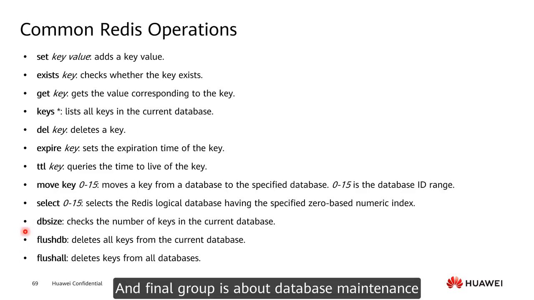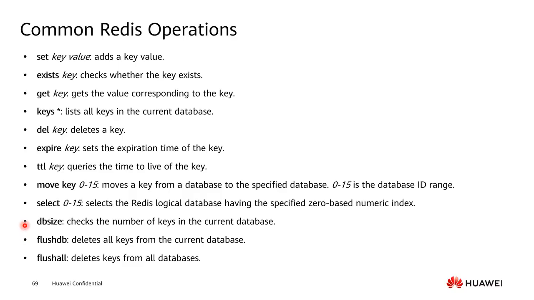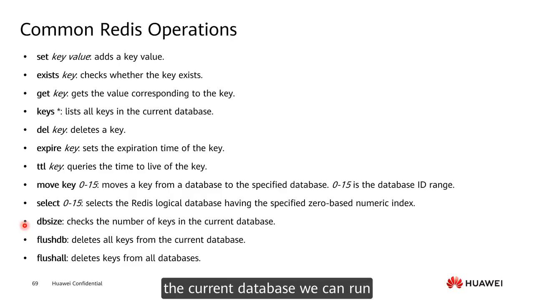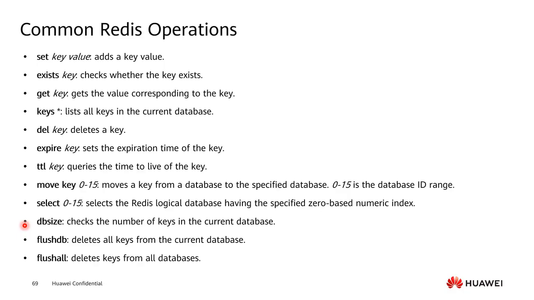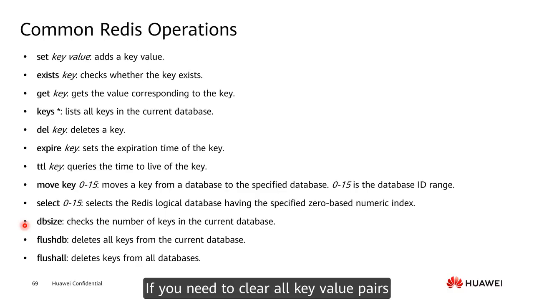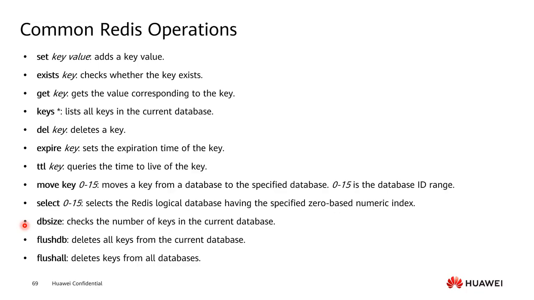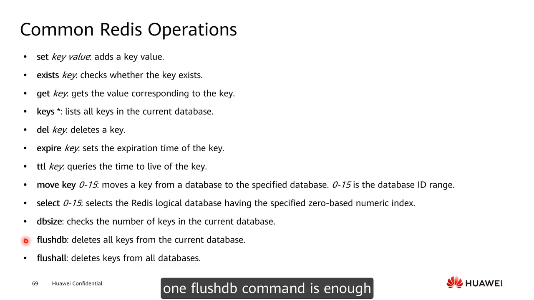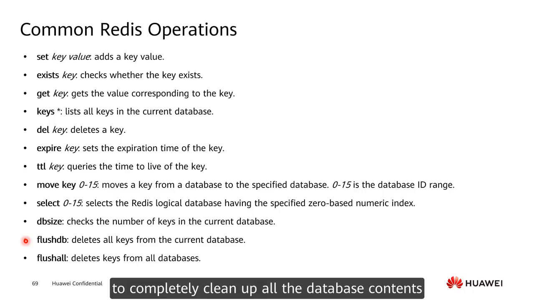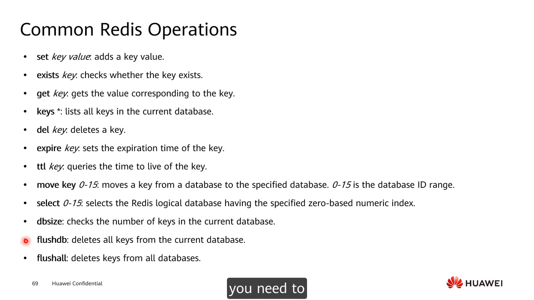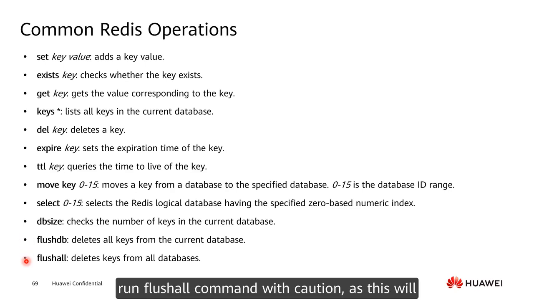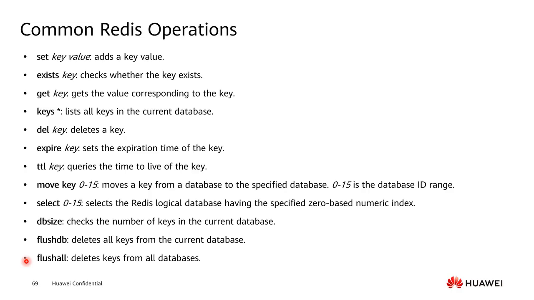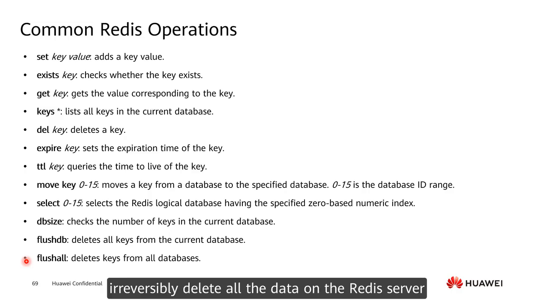And the final group is about database maintenance. To know the number of keys in the current database, we can run the dbsize command. If you need to clear all key-value pairs in the current database, one flushdb command is enough. To completely clean up all the database contents, you need to run the flushall command with caution, as this will irreversibly delete all the data on the Redis server.